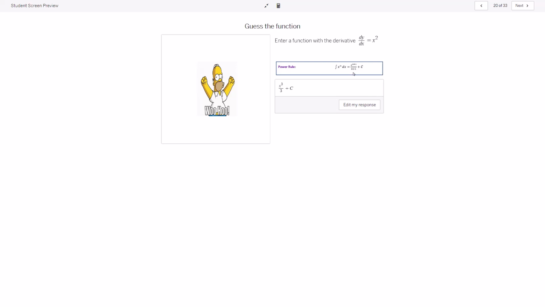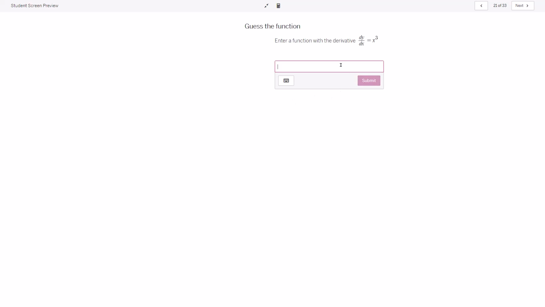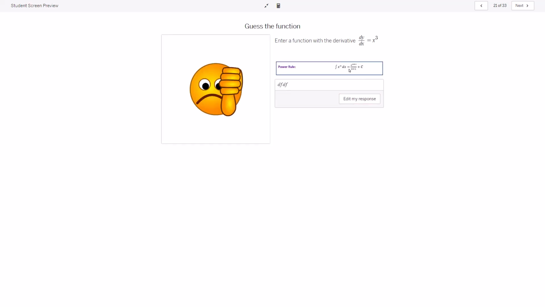And if you don't know these yet, because this is brand new, right? I don't expect most of y'all to know these yet. You know what you could do is just put anything in here and submit it, and then it'll show you which rule you should be using.